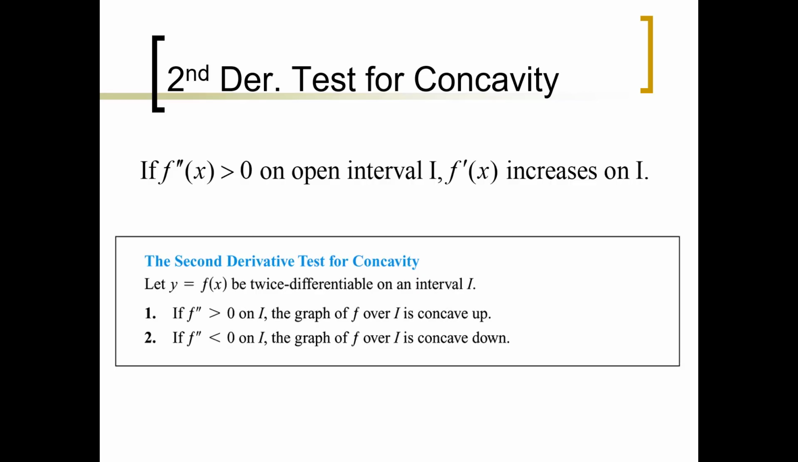Let f be some twice differentiable function on an interval. If the second derivative is positive on the interval, then the graph is concave up over that interval. If the second derivative is negative on the interval, then the graph of f is concave down over that interval.